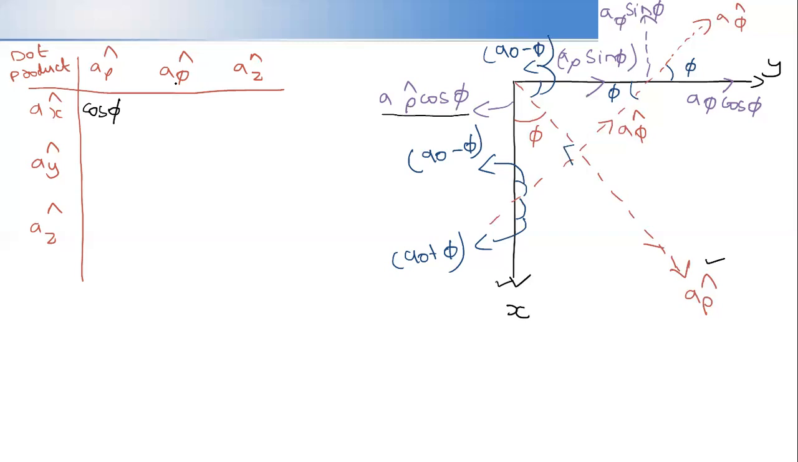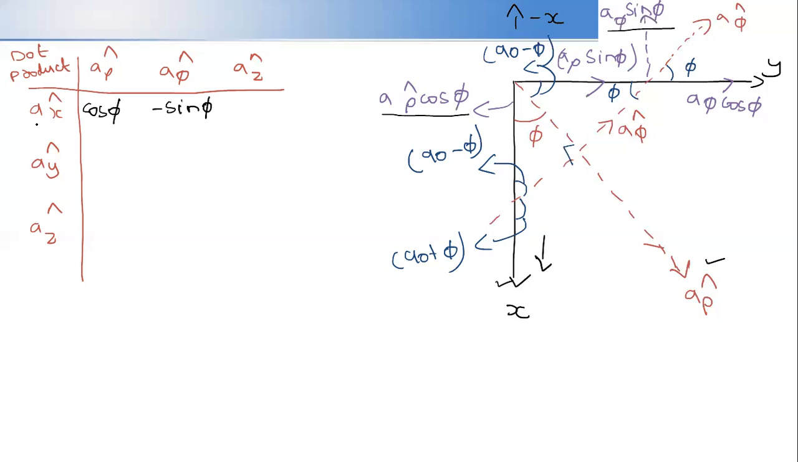Okay. Then AX and A phi. Now we are talking about AX and A phi. This A phi in the x coordinate, when converted, became A phi sin phi. But this is actually the minus x coordinate. In that case, here we will put minus sin phi. Is it clear?